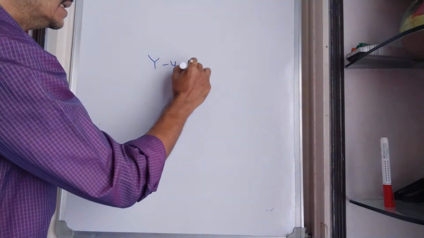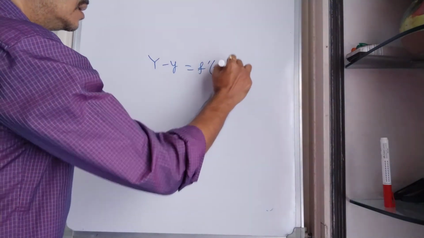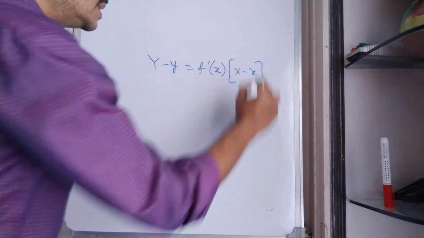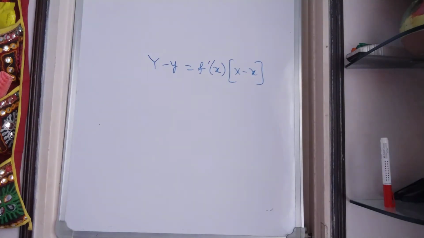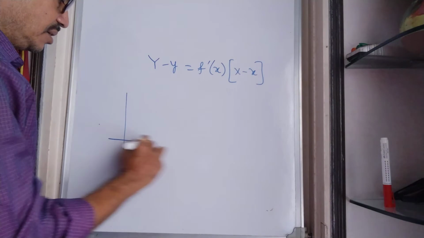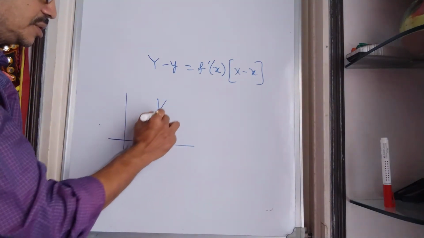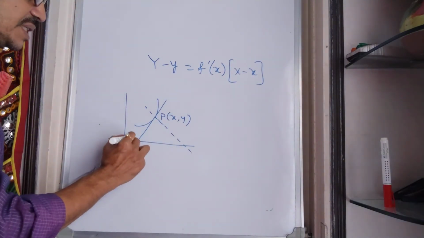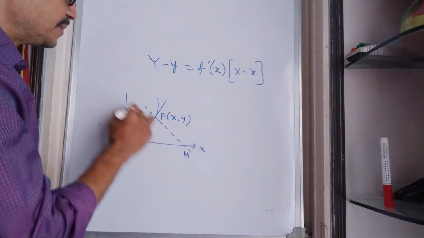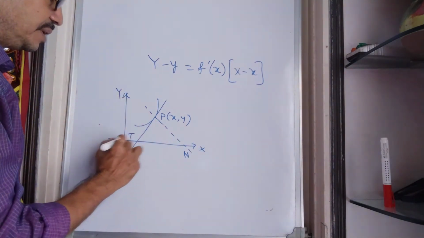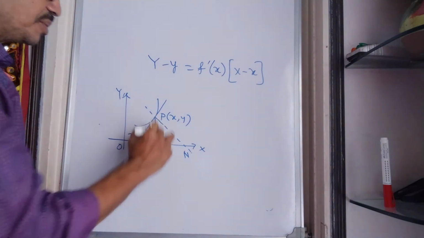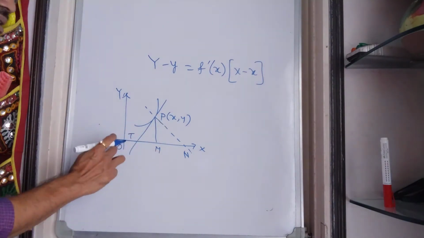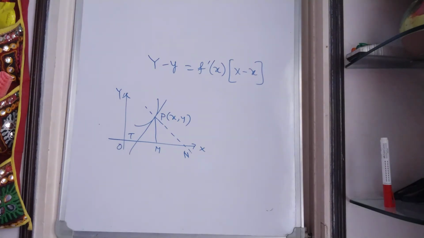Just remember that this is the equation of the tangent. And remember the picture also. This was the point P having coordinates x and y, and this was the normal which is perpendicular to this tangent PT, meeting the x-axis at N, and we have this perpendicular dropped from P upon the x-axis. So this is the ordinate, PM is the ordinate y.